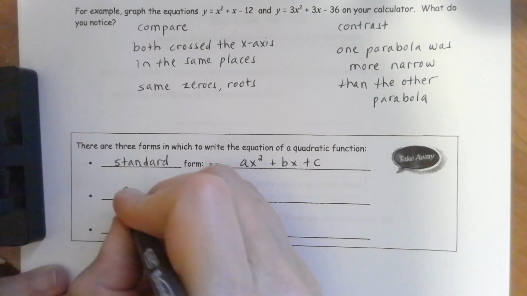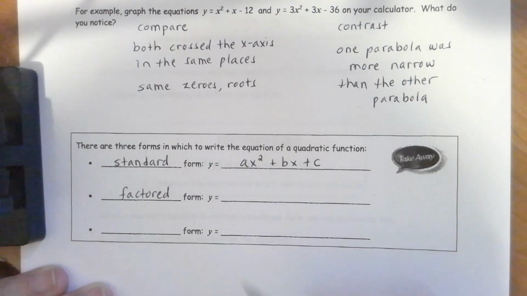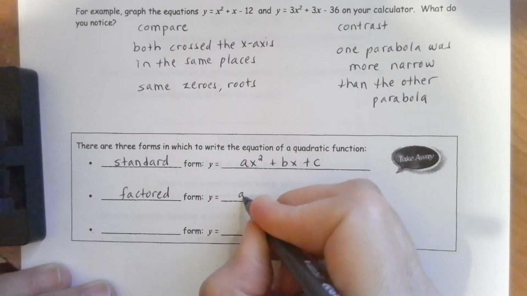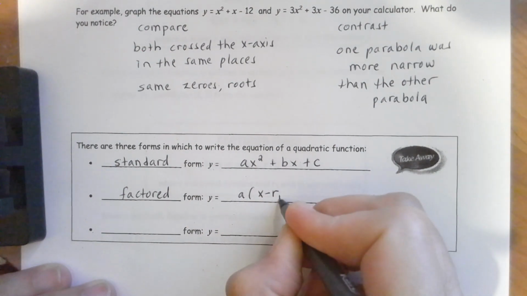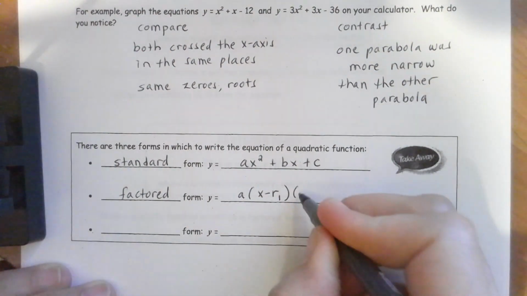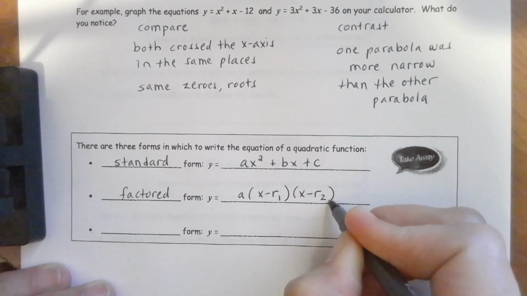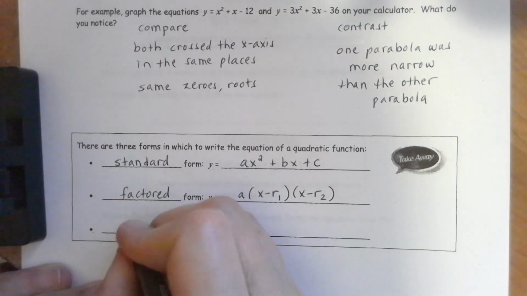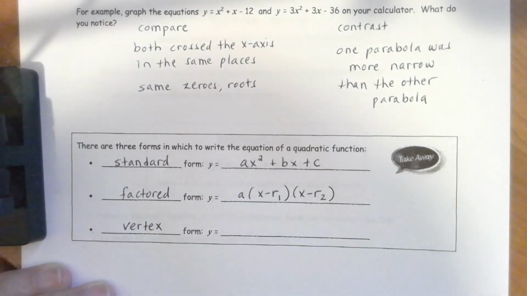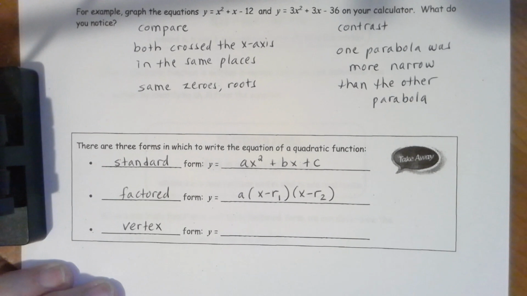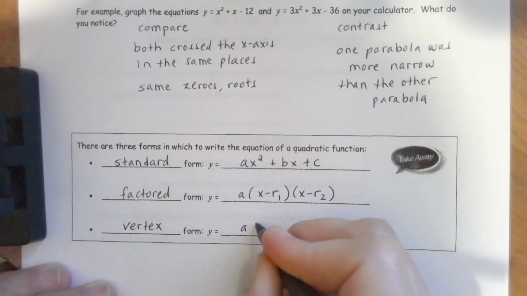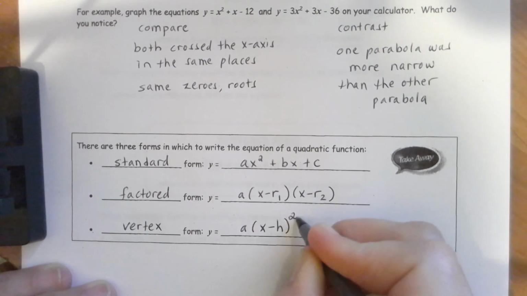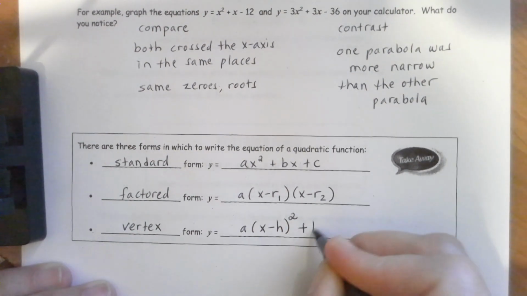Another form was factored form, where we could easily see the roots or the zeros quickly. That was y equals a times x minus r sub 1, the first root, times x minus r sub 2, the second root. And the last form was the vertex form. And that one, we can easily see the vertex. So y equals a times parentheses x minus h parentheses squared plus k.